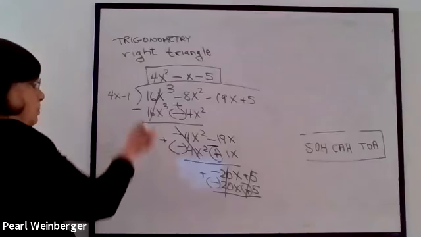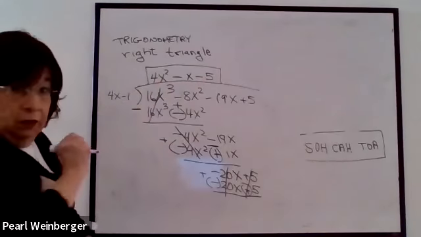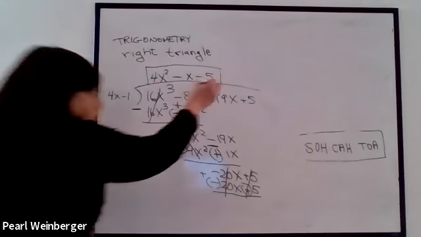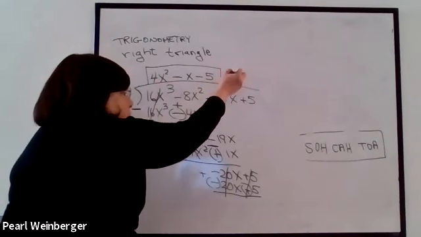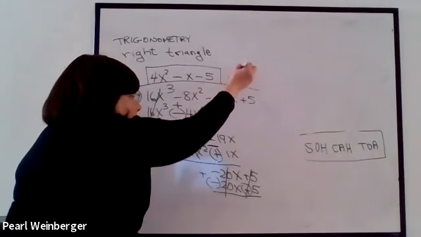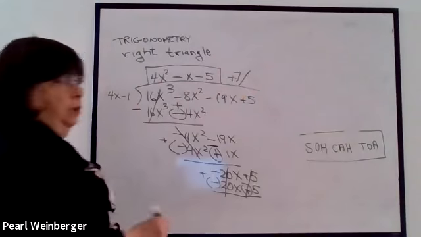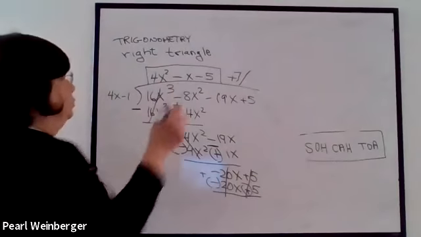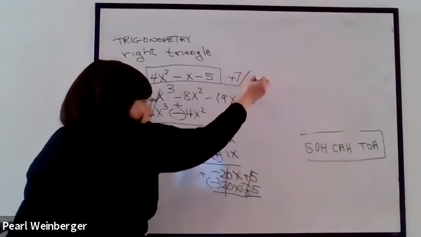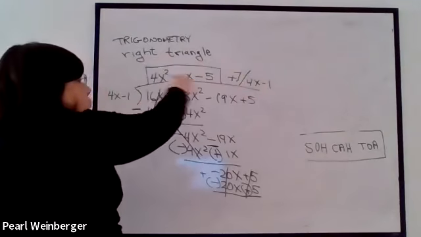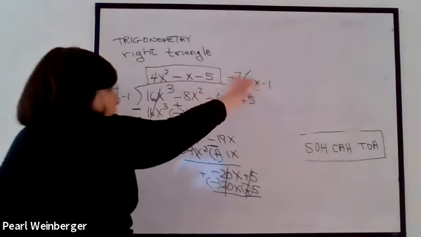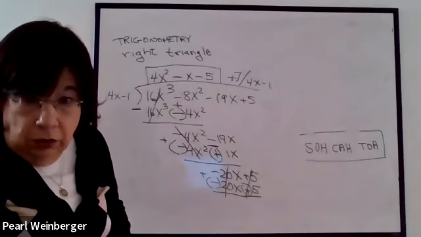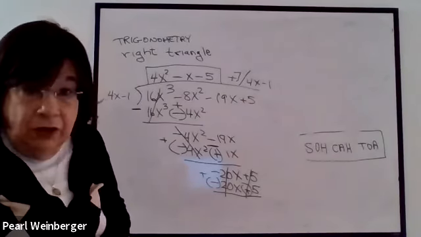Okay, let's say your remainder would have been 7. So then you would have done plus 7, and then you would have put your slash sign for division, and then you would have put your 4x minus 1. In other words, this part would be plain, and only this part would be in the fraction. Does that answer your question?